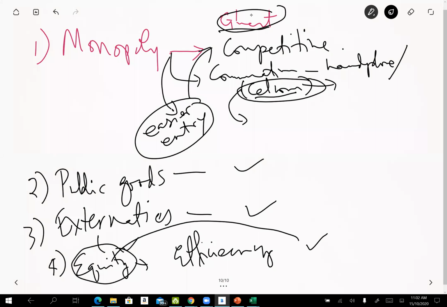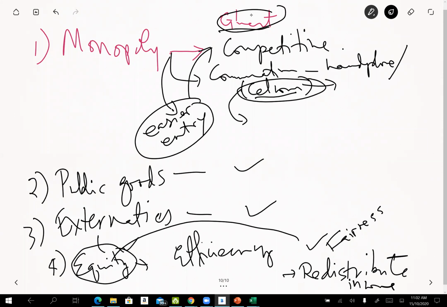Equity is about value. It's about economic justice. It's fairness. So we want to make sure there is fairness, or economic justice, in the distribution of resources and income. So the government will provide a mechanism to redistribute resources or income. I think that is the main thing. Those are the main sources of market failure.